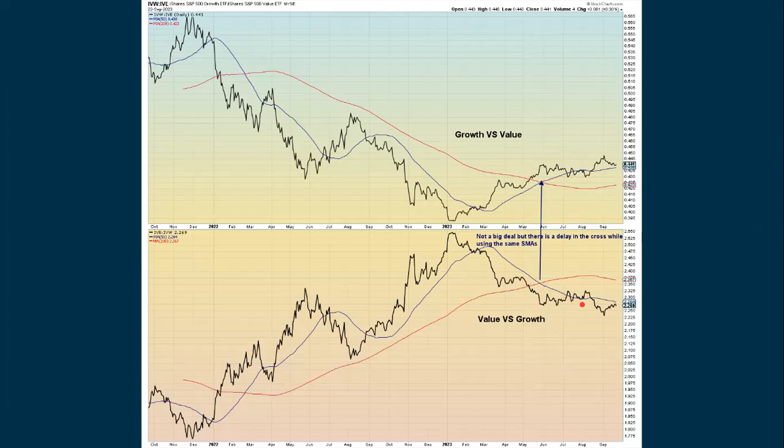One of the reasons I use lots of different charts is you can see where the cross here was slightly delayed. They didn't happen at exactly the same time. The different measurements that we use, like ETFs or indexes, can sometimes vary a little bit. And so we get different answers, and we just want to see a confirmation across the board.